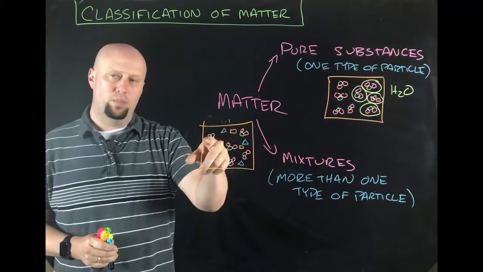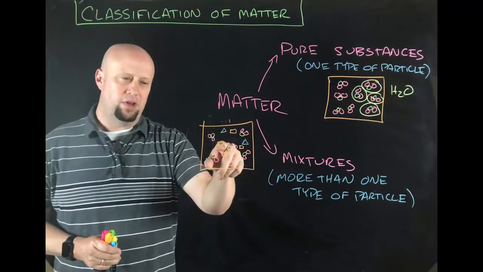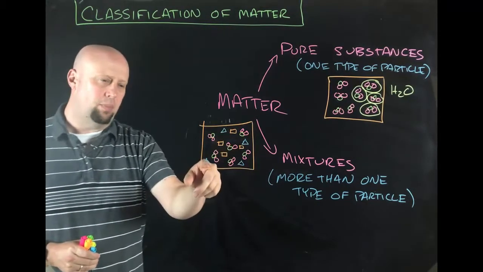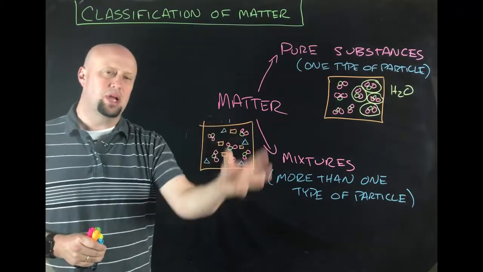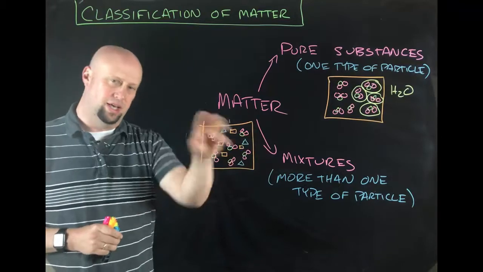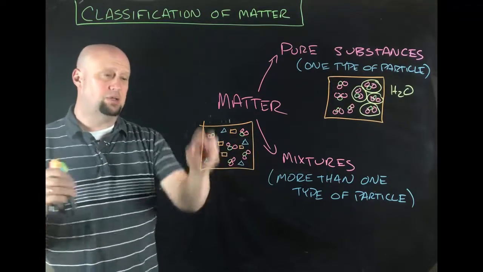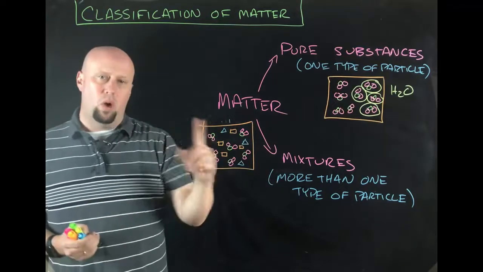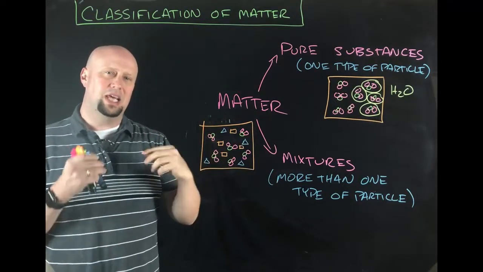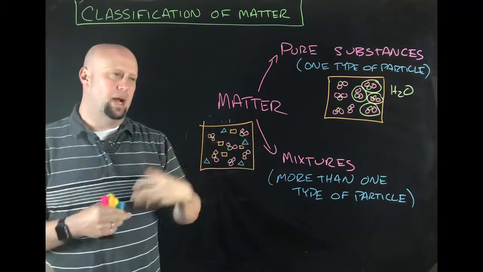I've got one particle that's a water molecule. I've got a particle that's a chloride ion. I've got a particle that's a sodium ion. Each of those are different types of particles. I have 3 different types of particles in there. Now, I've got a bunch of different types of atoms, but I've got 3 different types of particles. When I look at pure substances, I've only got one type of particle in there. Everything in there is chemically bound together.